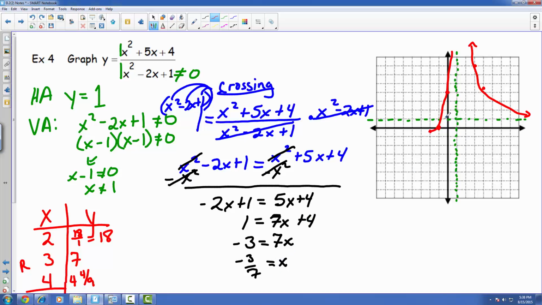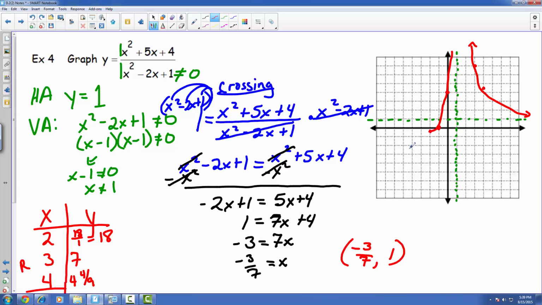Now, we found the x, and the y value for that would just literally be your horizontal asymptote that it crosses at, that specific y value. So that specific cross occurs at -3/7, comma 1, that point where we see that cross.